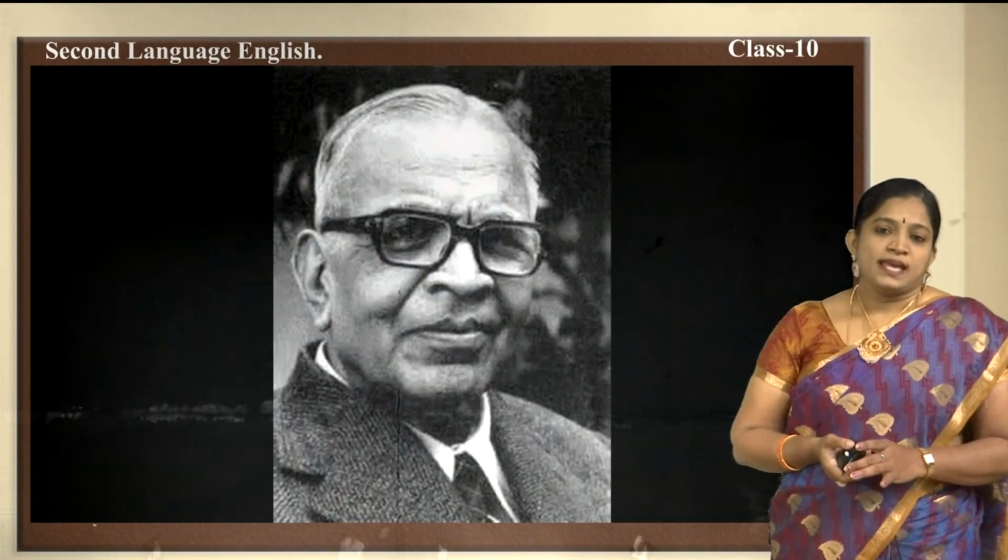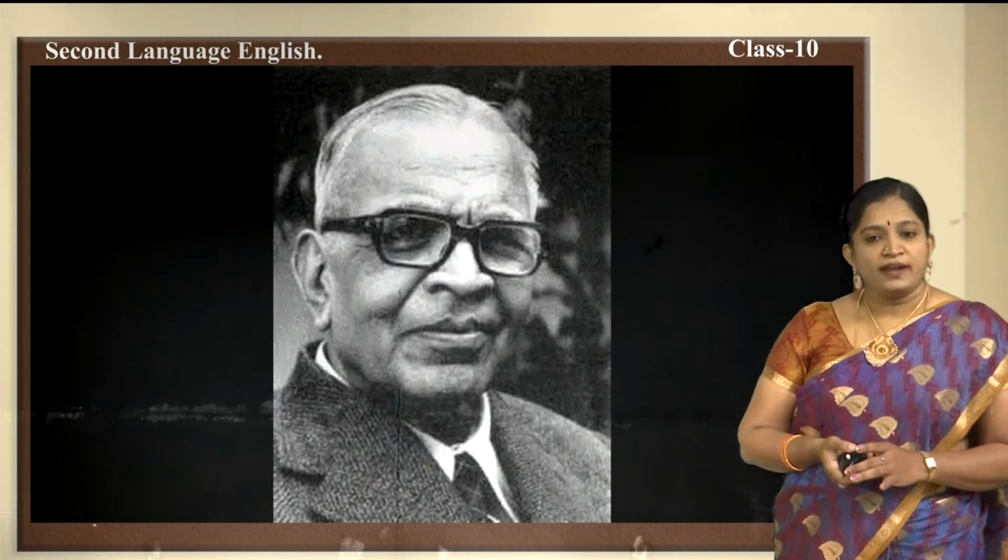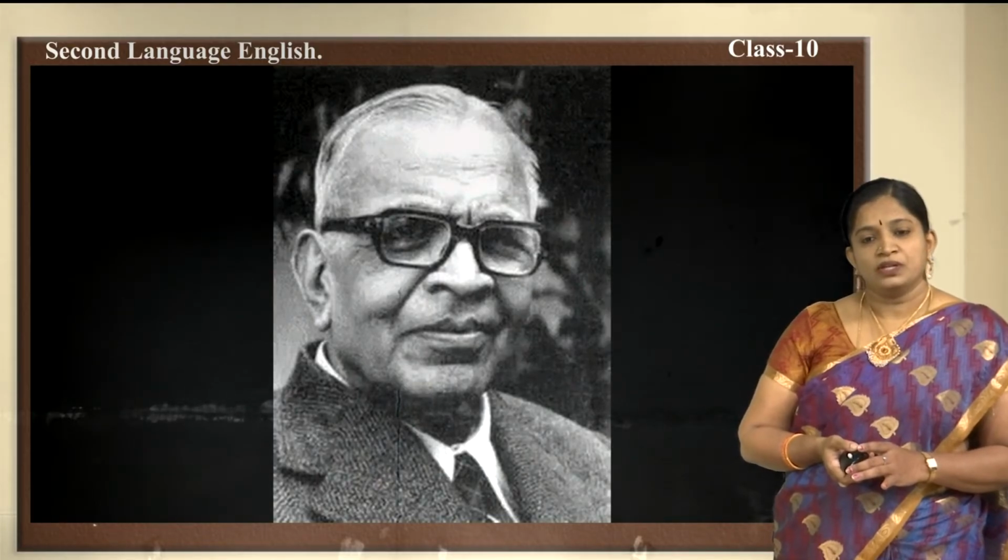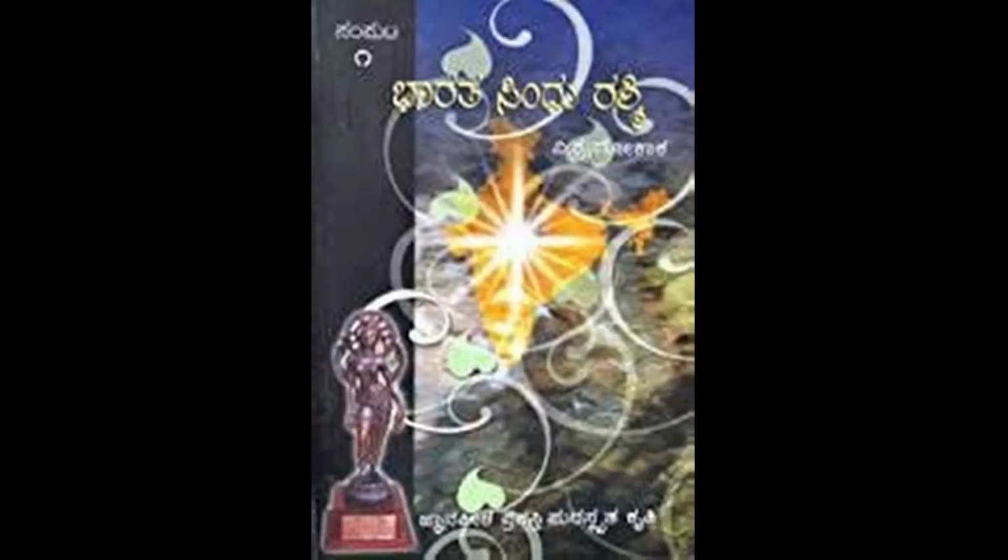Students, now let us have a short introduction to the poet V.K. Gokak, Vinayaka Krishna Gokak. Vinayaka Krishna Gokak was one of the popular writers in the official language of Karnataka, that is Kannada. He was also a scholar in English as well as Kannada literature. He was born on 9th August 1909 and died on 28th April 1992 in Bengaluru. He was awarded the Jnanapith Award in 1990 for Bharata Sindhu Rashmi in the Kannada language.